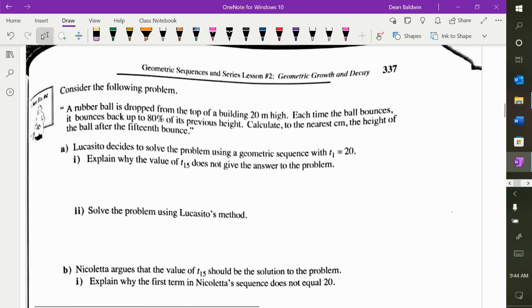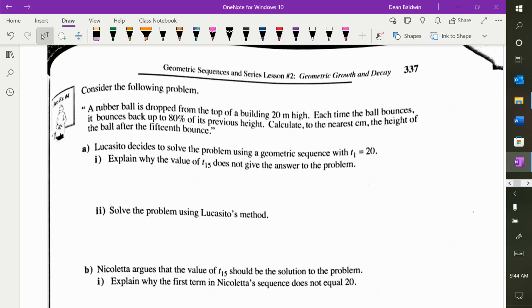This is a famous problem that you will see on your test. A rubber ball is dropped from the top of a building. This was on old provincials. This is like on everything. A 20-meter high building. Each time the ball bounces, it bounces back up to 80% of its previous height. Calculate to the nearest centimeter the height of the ball after the 15th bounce.